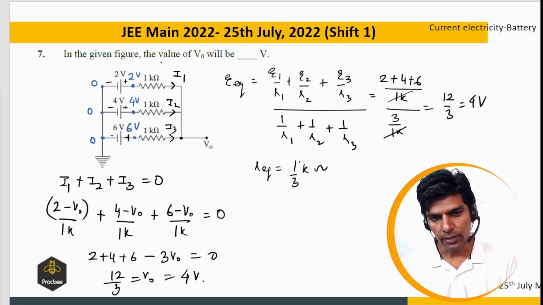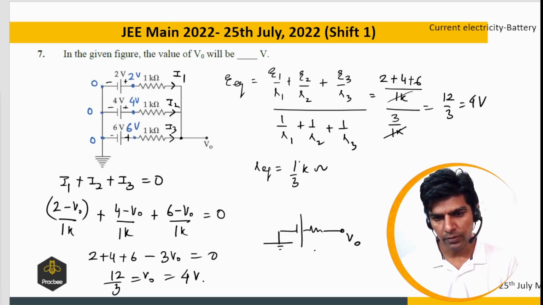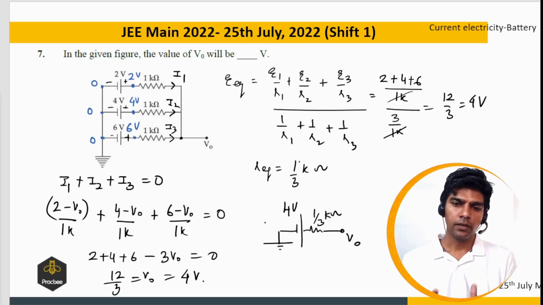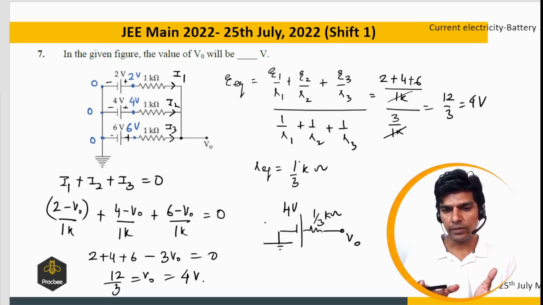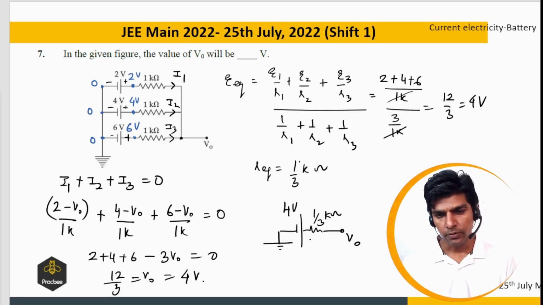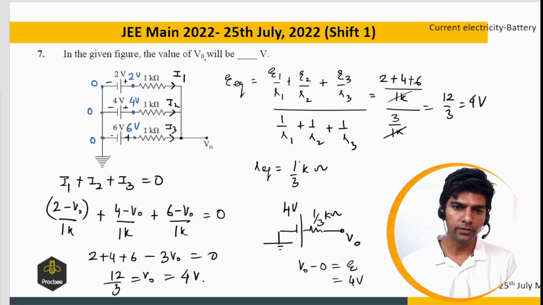So this arrangement can be shown with this circuit, a single battery, and here we have V naught, and this is 1 by 3 kilo ohms, and it is 4 volts. Now this arrangement is given, and it is not supplying any current. So the potential drop across this battery will be V naught minus 0, which is nothing but the EMF, and EMF is 4 volts. So 4 is the answer of this question.